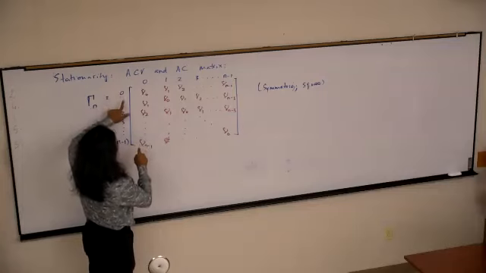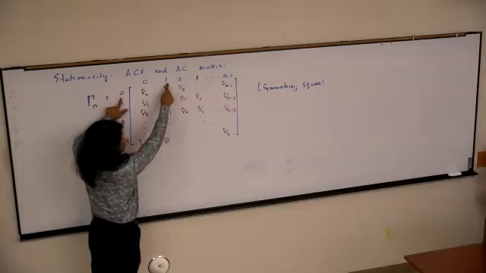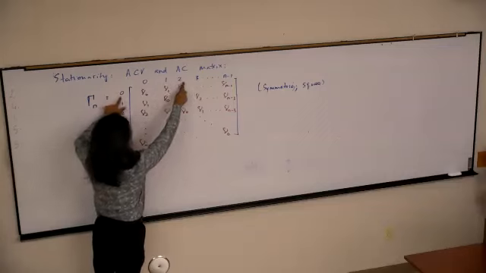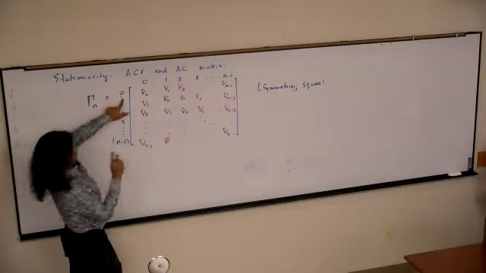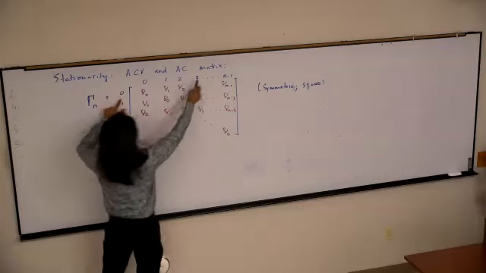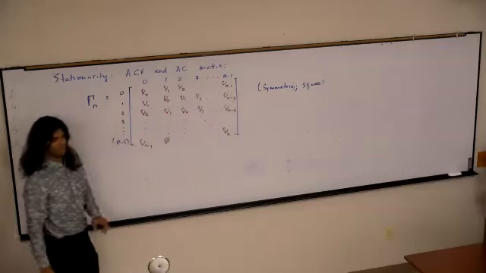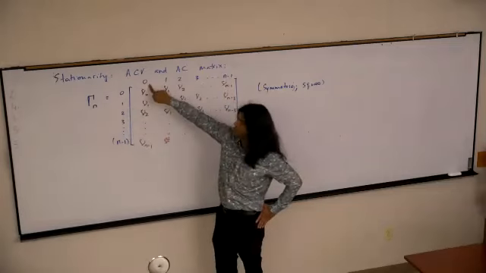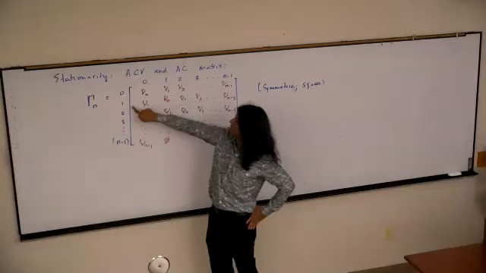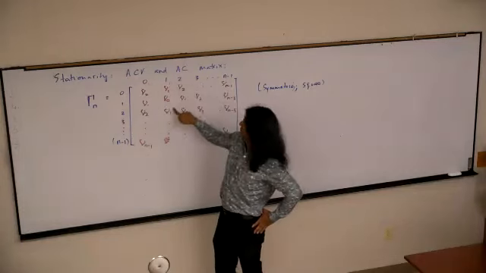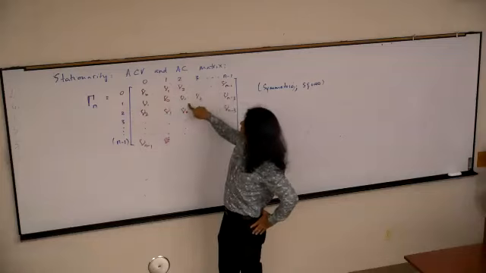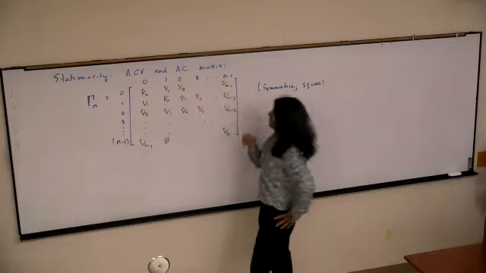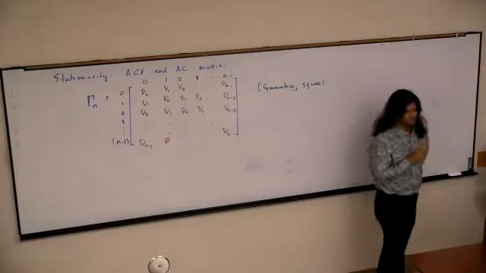What is the lag between that and that? 1. So, 1. Lag between 0 and 2. 2. Lag between 0 and n minus 1. N minus 1. Good? Over here. Lag between 1 and 0. 1. 1, 1. 0. 1, 2. 1. 1, 3. 2. And 1, n minus 1. N minus 2. Good?